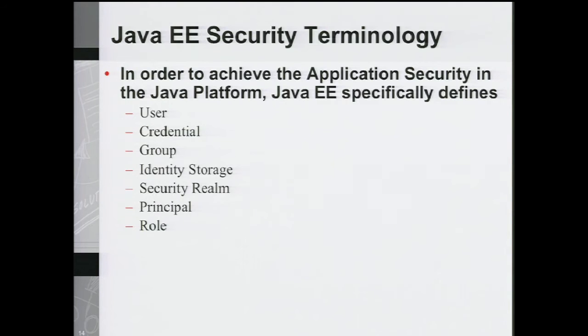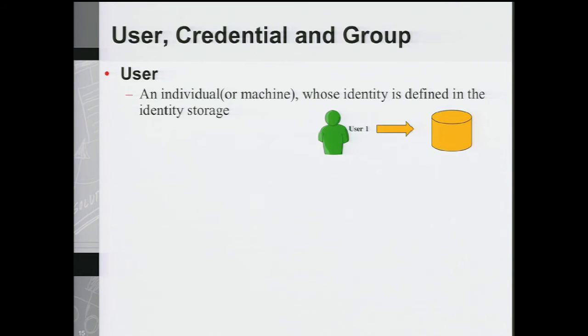So in Java EE security, there is a bunch of terms that we need to understand. User, credential, group, identity storage, security realm, principal, role. So let's talk about those things. User, credential, and group. According to the Java EE specification, a user is an individual or machine. Don't forget, users can access your system, or other systems, machines can access your system. But the most important thing is whose identity is defined in the identity storage. So there is something called an identity storage where you have to keep track of the users. That's how they define a user.